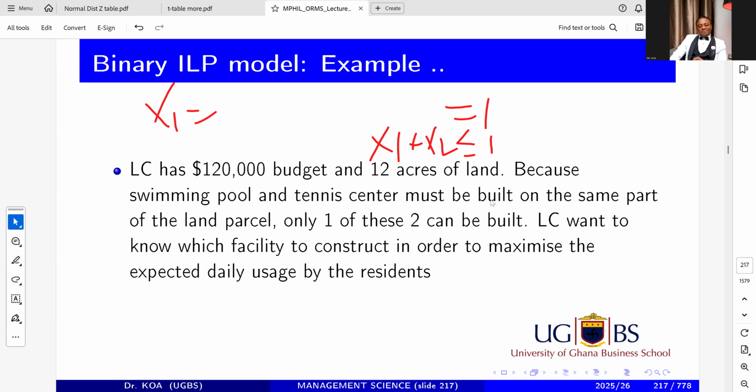Now this is how you got to formulate. If the whole thing has been swimming pool and tennis must be built on the same piece of land, because of that, only one of these 2 must be built. How would that have been?